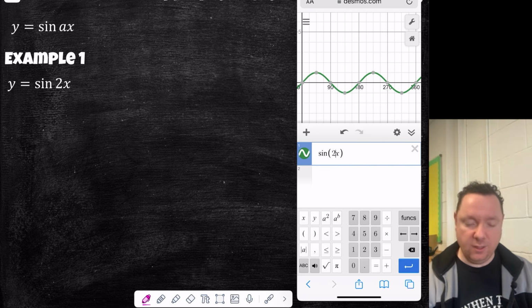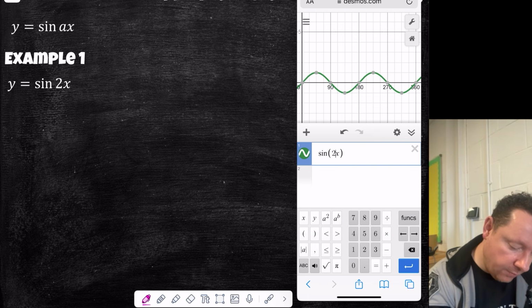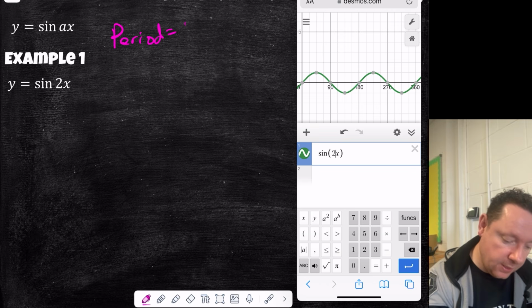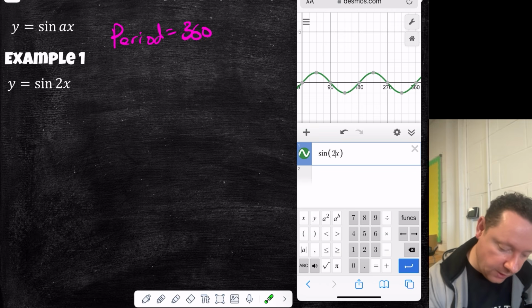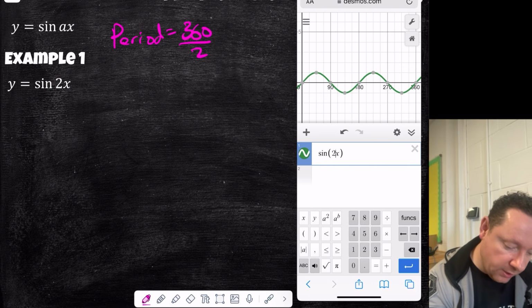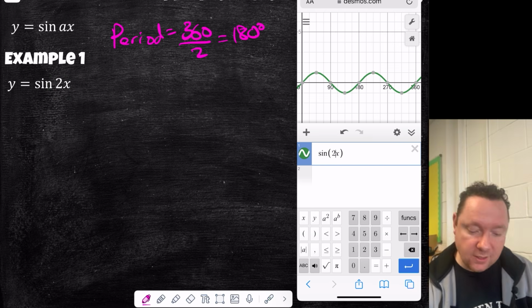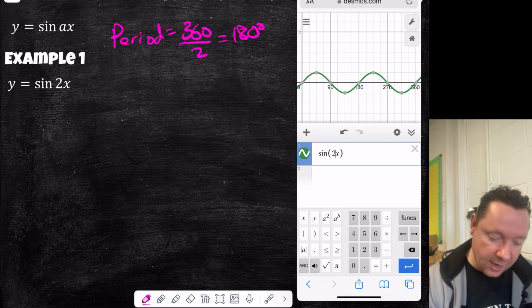Now, how do we see that? Basically, the period of a graph is usually 360, but it's actually 360 divided by the number in front of x, which in this case is 2. So our period is 180. So remember, period means when does the graph start repeating itself? It starts repeating after 180.